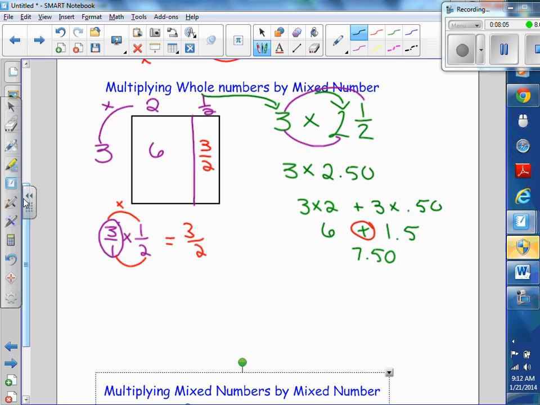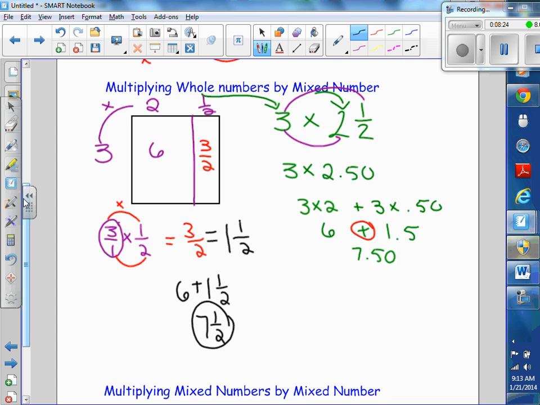So I'm going to first change my 3 halves to 1 and 1/2 because we want to change it to a mixed number. Does that make sense? So now I have 6 plus 1.5. 7.5 is my answer. So 3 times 2.5 is 7.5. We need to practice that.